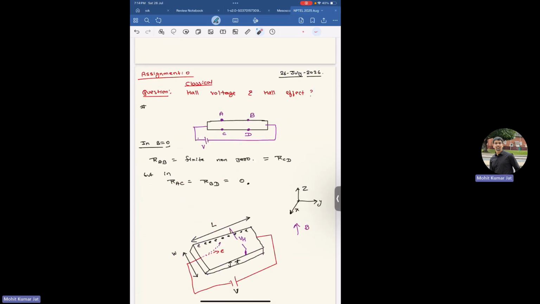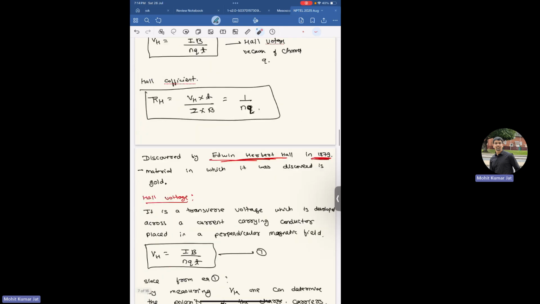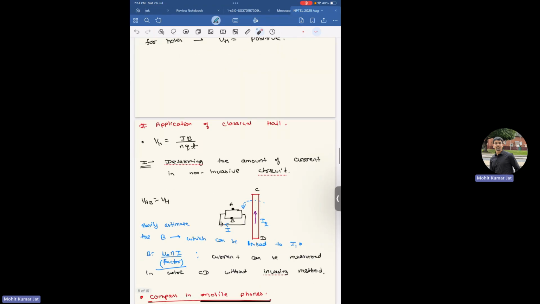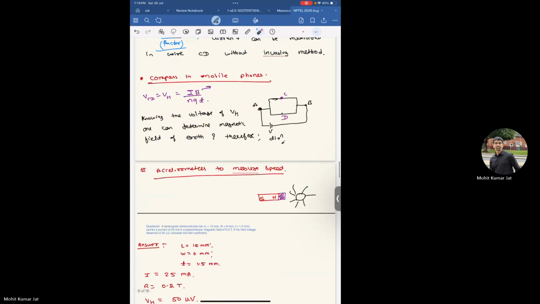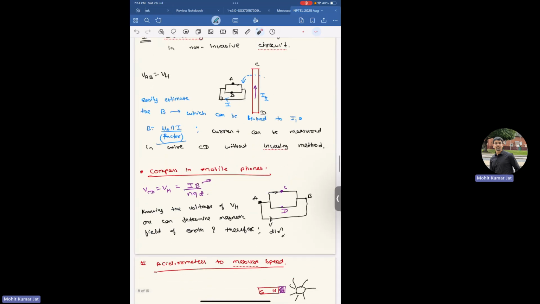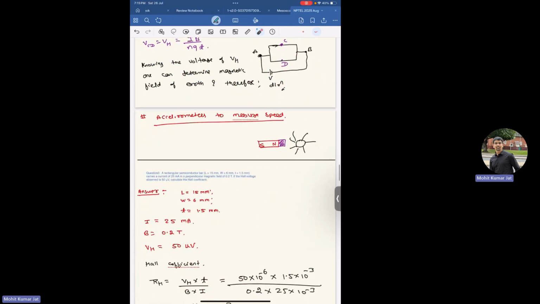Then we discussed what is the classical Hall voltage, how it arrives, the definition of it. Also we wrote what is the Hall voltage and how it is dependent on the magnetic field, current, carrier density N, charge Q, and the thickness T, and how this VH is related to your Hall coefficient RH. This also we discussed. Then we discussed what are the applications of the classical Hall effect. One being determining the current with non-invasive methods, compass in the mobile phones, and in general compass with the Hall sensors, accelerometers to measure the speed in the machineries.